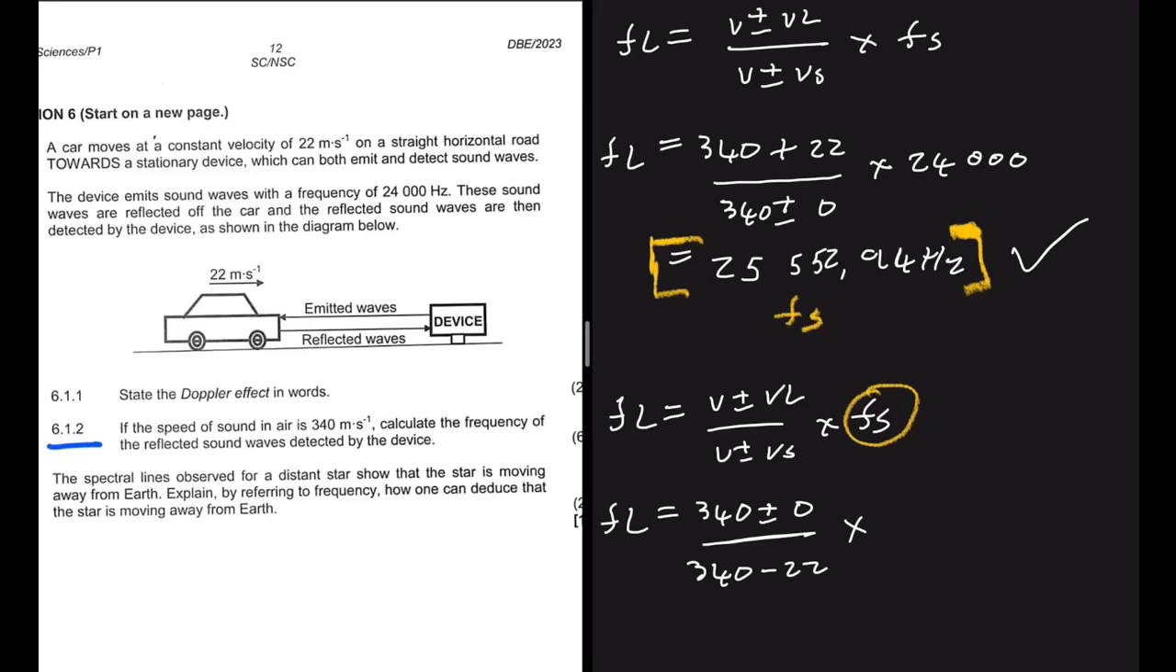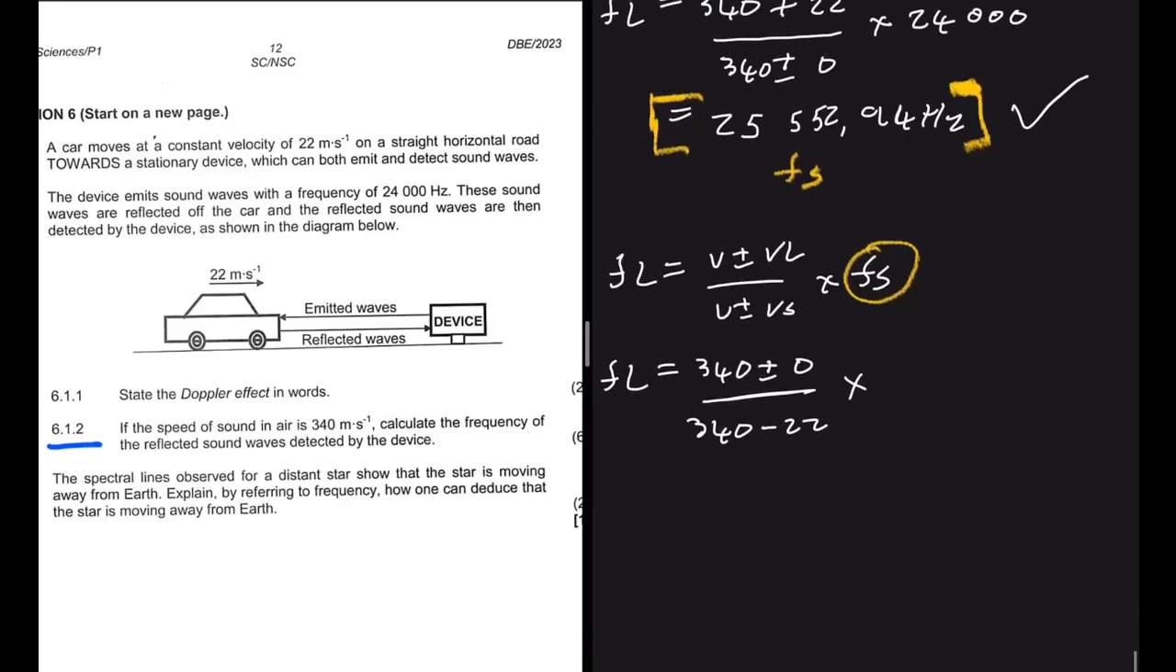This is the trick of the question. As soon as you can wrap your head around the concept, then you're essentially done. So multiplied by 25,552.94 Hertz, I'm getting 27,320.75 Hertz. So that is the frequency of the reflected sound waves detected by the device.